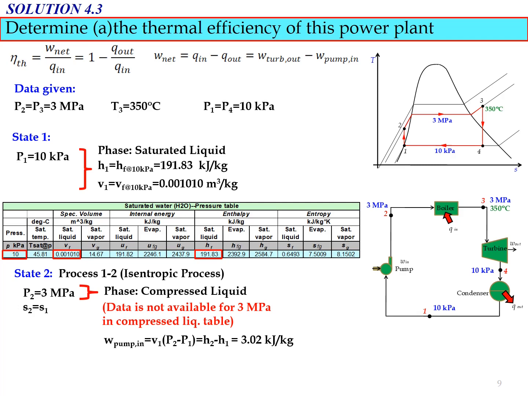Okay, and since the values of H1, V1, P1 we already determined for state number 1, and P2 is already given, we just rearrange the equation so we can obtain the value of H2. H2 equal to 194.85 kilojoule per kg. So that's how we calculate the value of H2, although we don't have any data for the compressed liquid table.